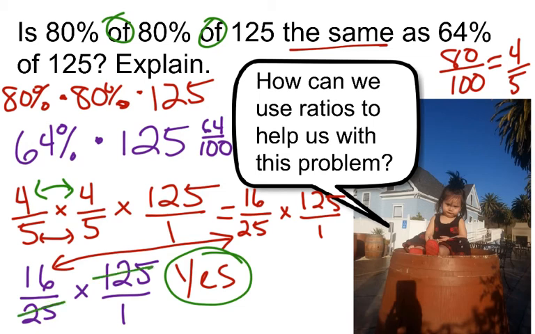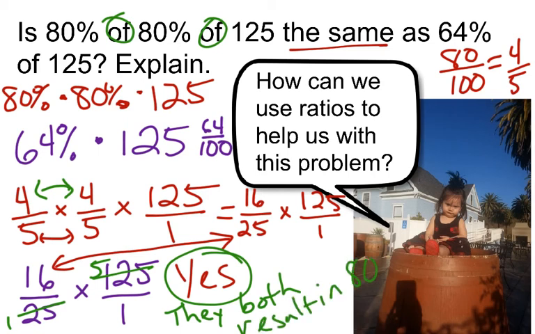And of course, when you cross cancel, you would get, they both equal 80. But even in this case, this is one of those problems that you could even solve without actually having to do that last step and do the math. So I hope that helps you, and we'll get into more problems like this later on.